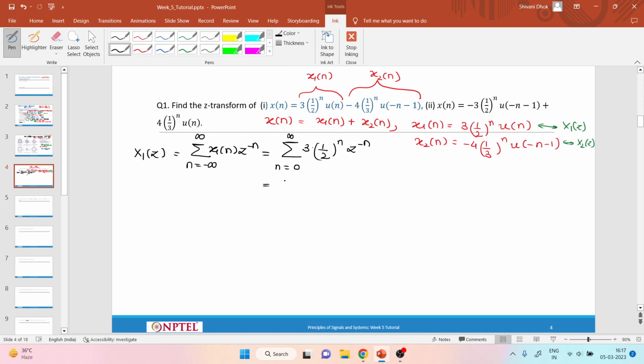So this we can write as summation, 3 will remain as it is, 1 by 2 into z inverse whole power n. This is equal to 3 into summation n running from 0 to infinity 1 by 2 into z inverse whole power n. So using the formula of infinite geometric progression, we can find what is the value of this.